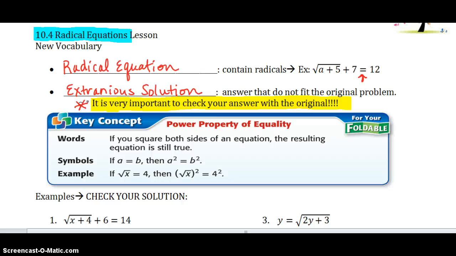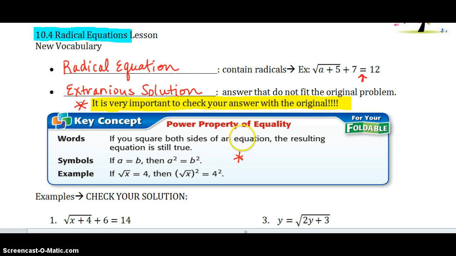If you square both sides of an equation, the resulting equation is still true. Remember, that's the golden rule. Whatever you do to one side of an equation, as long as you do it to the other side, you can do anything you want to one side of the equation as long as you do it to both sides. So realize that why would we want to square both sides of an equation?